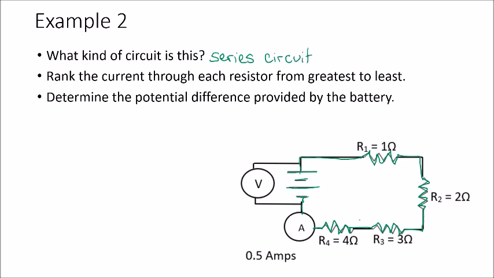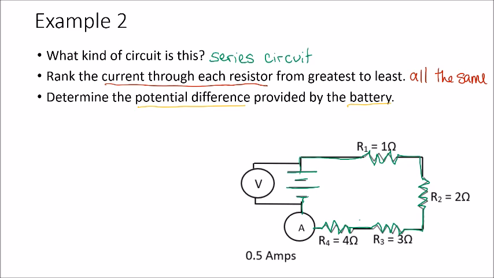Rank the current through each resistor from greatest to least. This one's a bit of a trick question because current through each resistor in series is all the same. So all the current through every one of these resistors is the same. Last question, determine the potential difference provided by the battery.